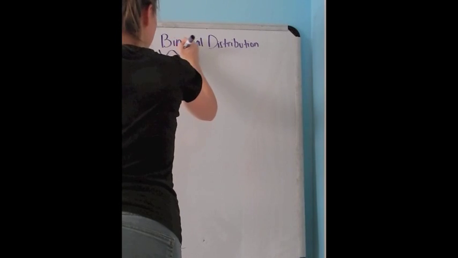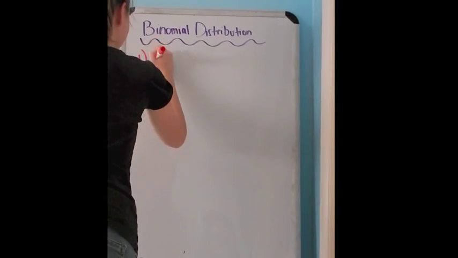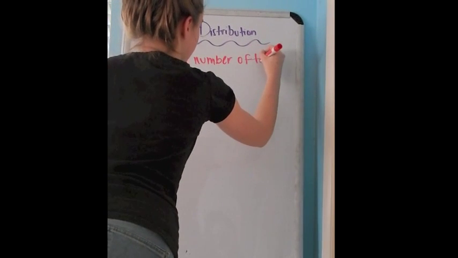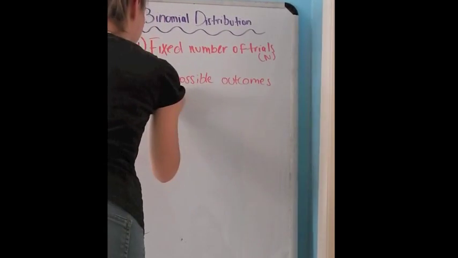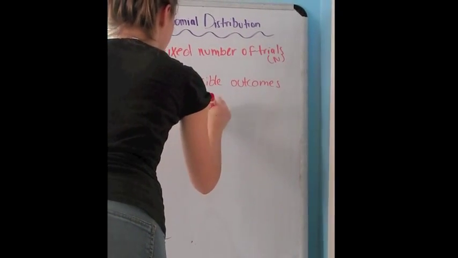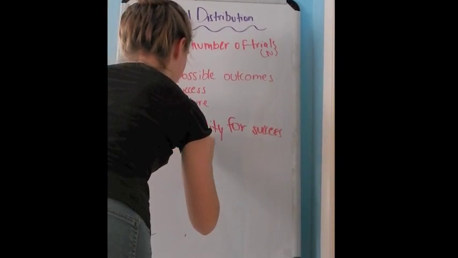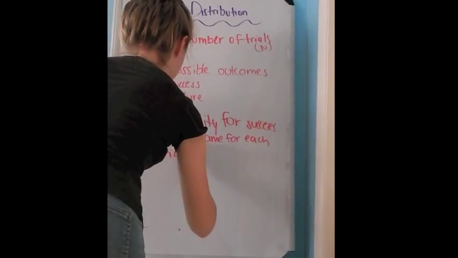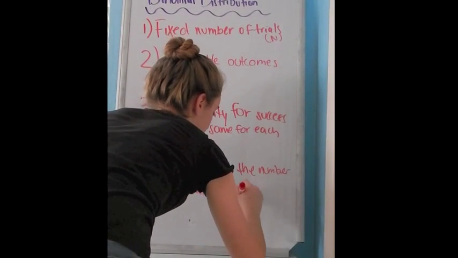A binomial distribution is a discrete probability distribution that is characterized by four main features. A binomial distribution must have a fixed number of trials, or a fixed n, have only two possible outcomes, success or failure, keep the same probability of success for every trial, and the variable x must count the successes.